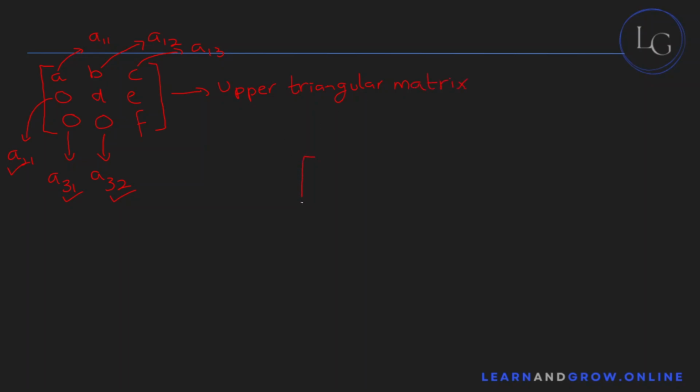Similarly, if we take another 3 by 3 matrix, let's just do something different this time. Let's just say A, B, C, and D, E, and F, and 0, 0. So this is the lower triangle, and see these zeros: this is in 1 2, this is in 1 3, and this 0 is in 2 3.